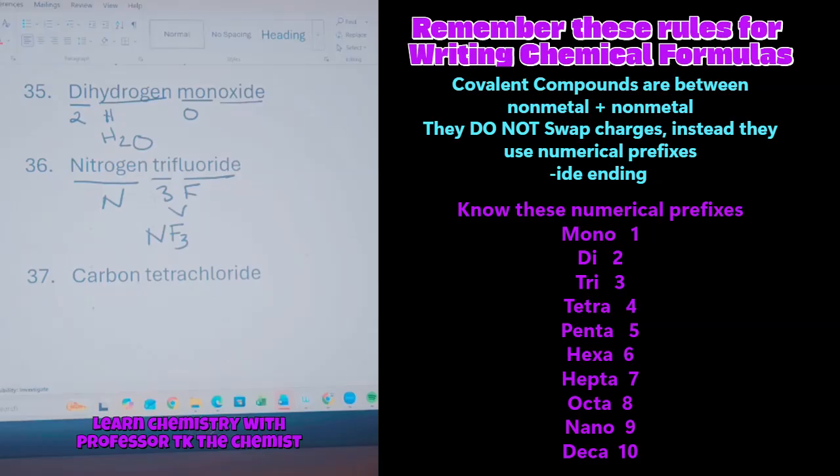All right, let's see if you all can do this last one. Carbon tetrachloride. Carbon tetrachloride. Close. Carbon is C. Tetra is 4. Chloride is Cl. Rewrite this as Cl4. Bring that C on down over here, and you get CCl4. Oh yeah, it's all good.